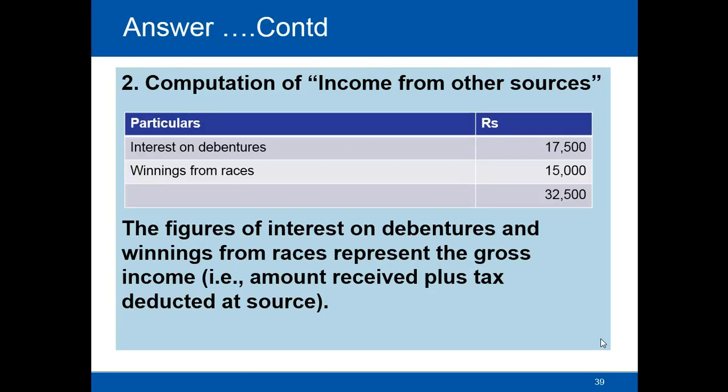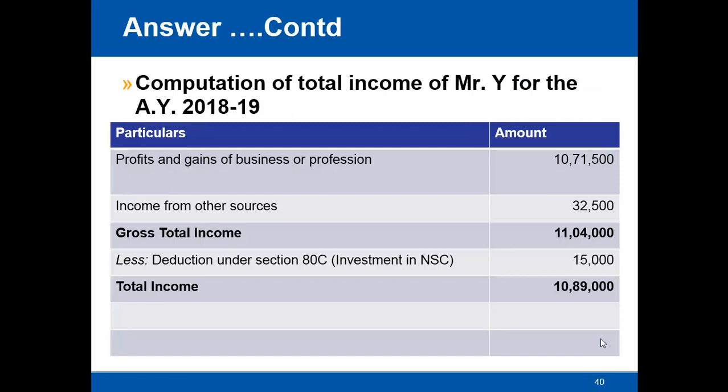So now let's do the computation of income from other sources. Interest on debentures is rupees 17,500 and winnings from races is rupees 15,500. So altogether income from other sources is 32,500. Now here we have assumed that interest on debentures and winnings from races represent a gross amount, that is, the amount received plus tax deducted at source. So that's why we have shown the gross amount here.